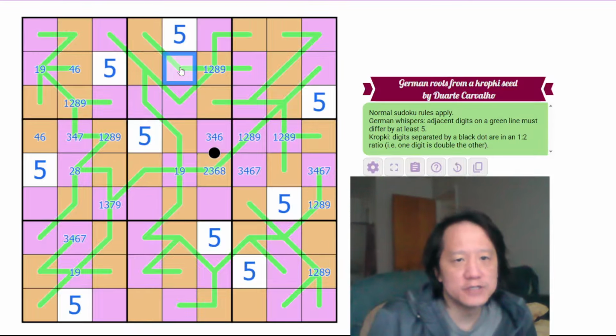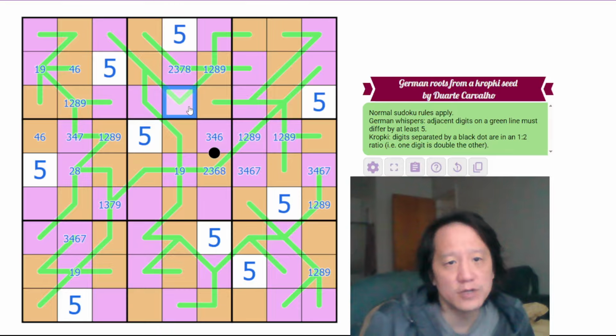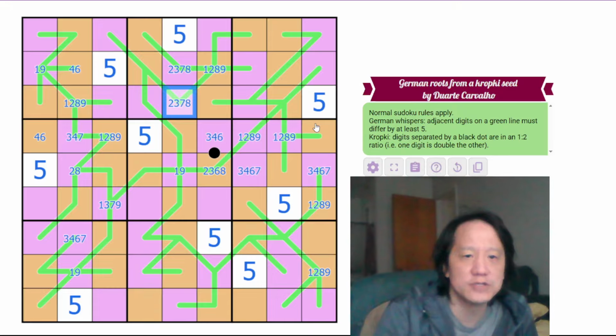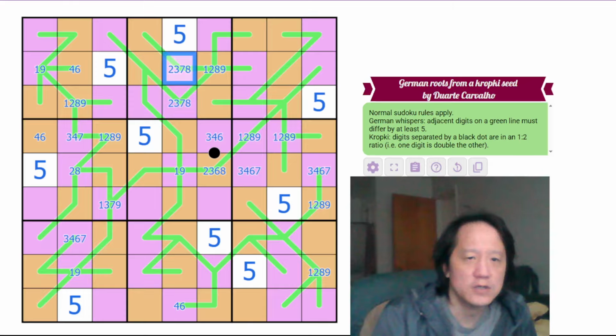Okay, this digit is next to 2 unique digits on a Whisper 5 line. It cannot be 1, 9, though, because of the 1, 9 in the column. So this is 2, 8, or 3, 7. This is also next to 2 unique digits on a Whisper 5 line. So it's also 2, 3, or 7, 8, which makes this a 4, 6 here for the pink, which makes this a 1, 9 for the orange here.